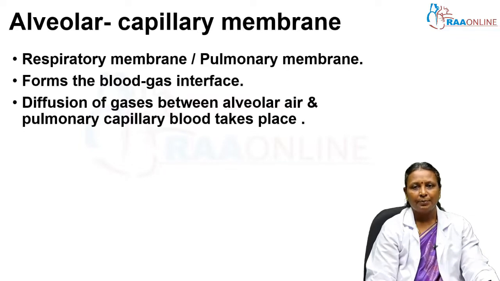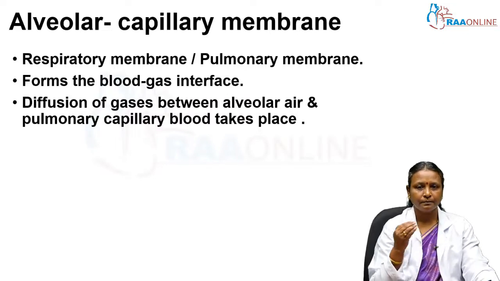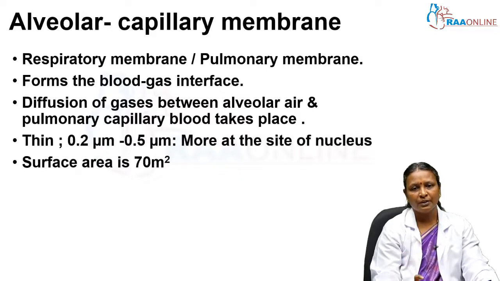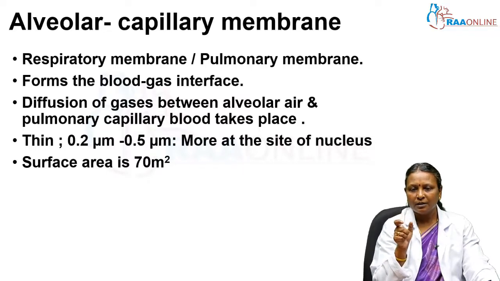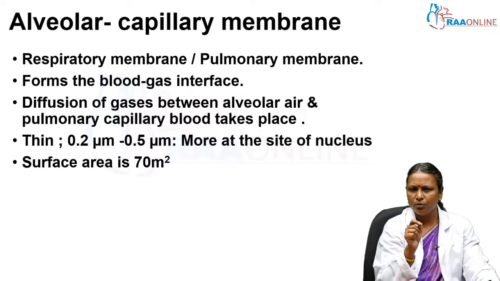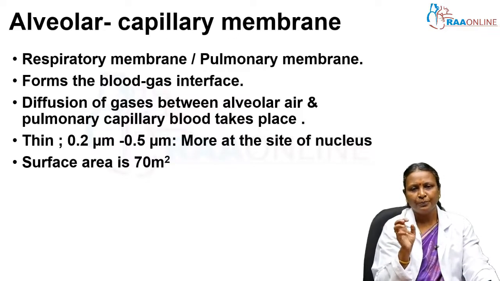The alveolar capillary membrane forms the blood gas interface. Diffusion of gases between the alveolar air and the pulmonary capillary blood takes place in this zone. It is a very thin membrane. The thickness ranges from 0.2 to 0.5 microns. The thickness is more only at the site of the nucleus, otherwise the thickness is around 0.2 to 0.4 only. The surface area is very vast, just imagine it is 70 meters square.